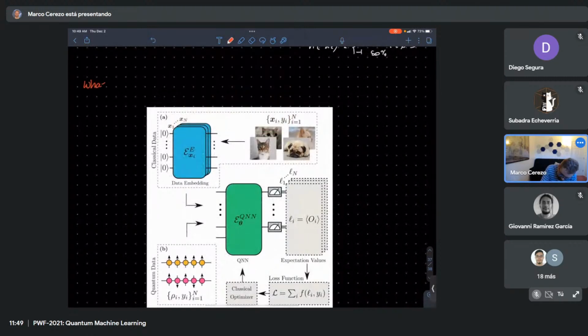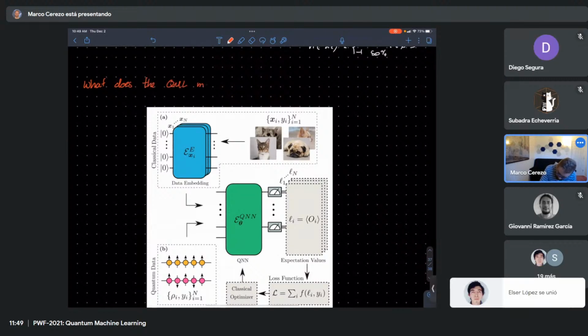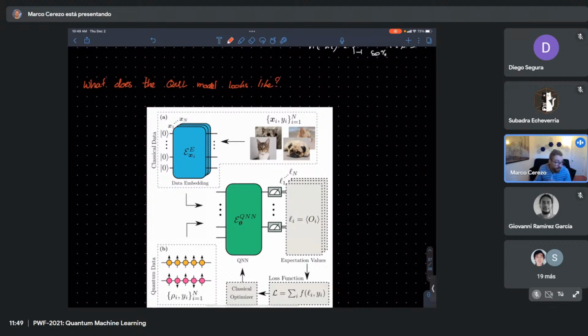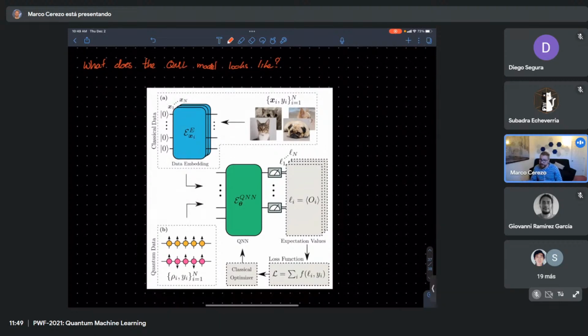What does the QML model look like? So quantum machine learning, just like in general variational quantum algorithms, can first be envisioned to work with classical data and quantum data. We saw that there are VQAs to solve classical problems, and there are VQAs to solve quantum problems. Well, it's the same idea for quantum machine learning, right?